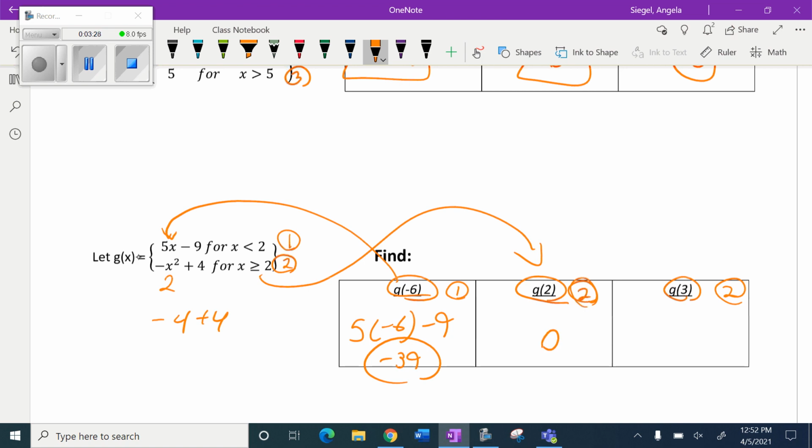And then notice this is in section 2 as well. So let's go ahead and do that. 3 squared is 9. So I have -9 plus 4, which is -5.